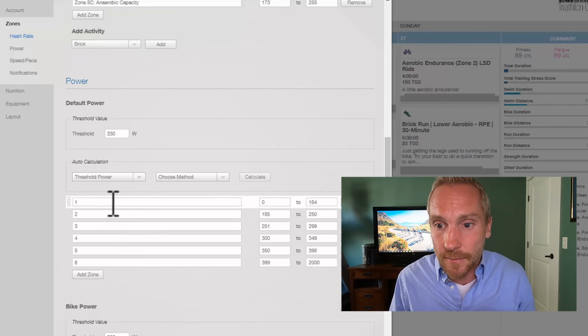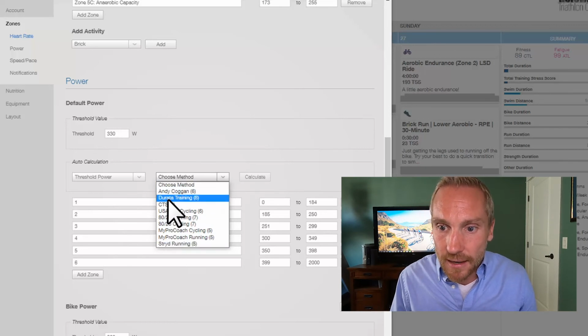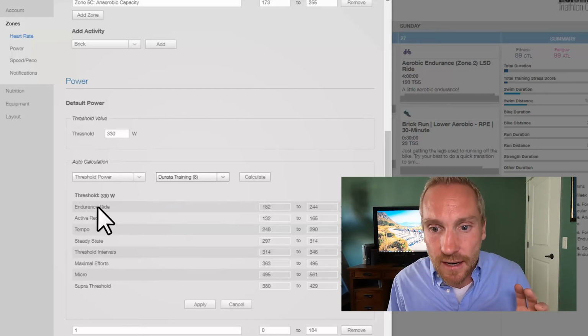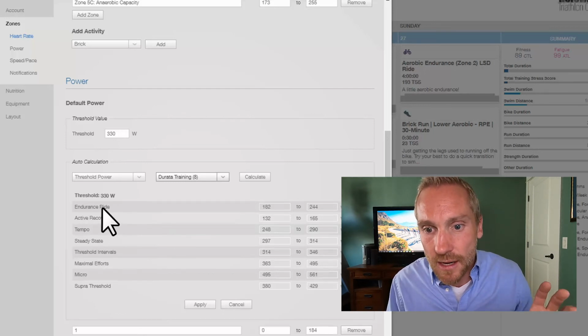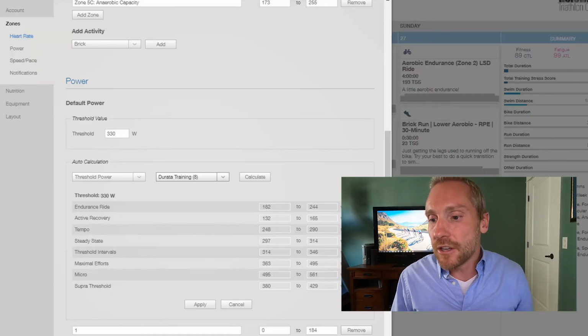So again, you can see here, I've used Andy's method, and you're not going to see the same amount in here, but very similar in terms of the training zones, just different architectures of naming. So endurance ride, active recovery, tempo, steady state, thresholds. Hopefully you get the idea.